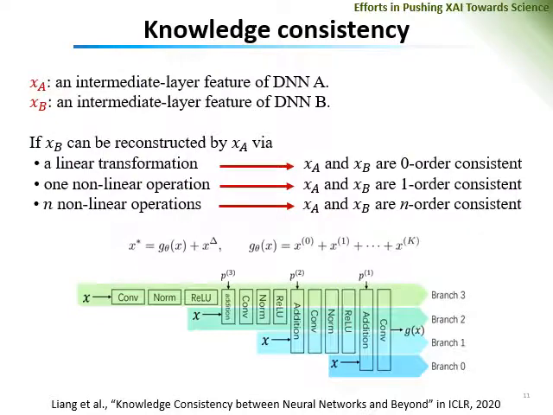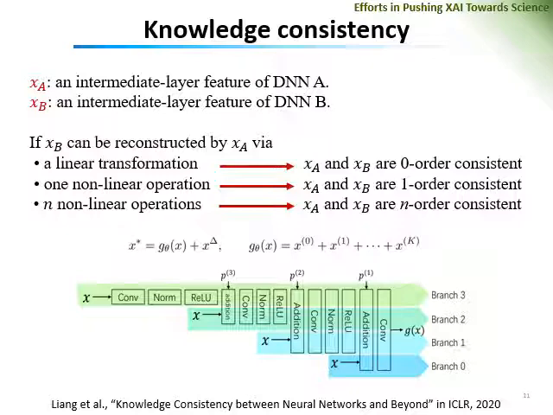Let us train two DNNs for the same task. Xa indicates the feature of DNN A, and Xb indicates the feature of DNN B. If Xb can be reconstructed by Xa via a linear transformation, we call Xa and Xb zero-order consistent. If Xb can be reconstructed by Xa via a single nonlinear operation, we call Xa and Xb one-order consistent.